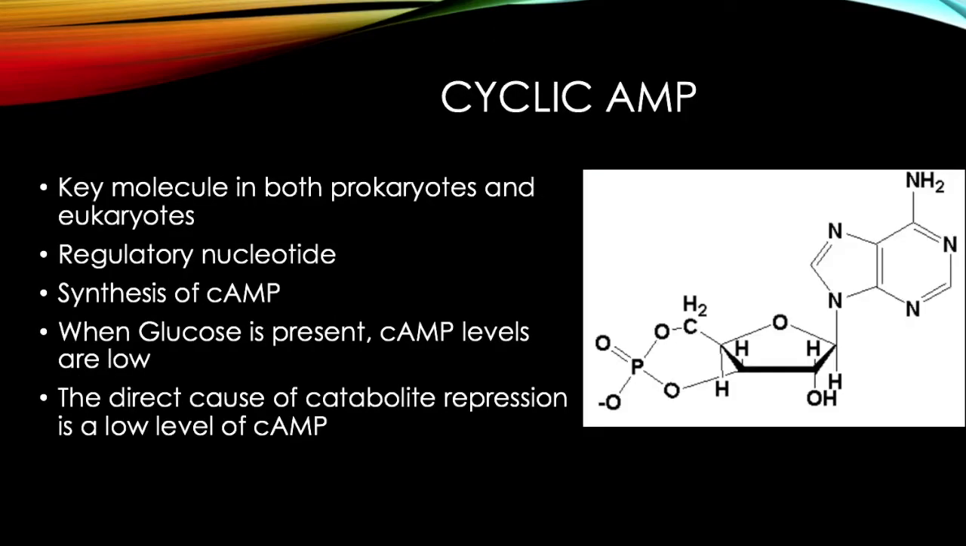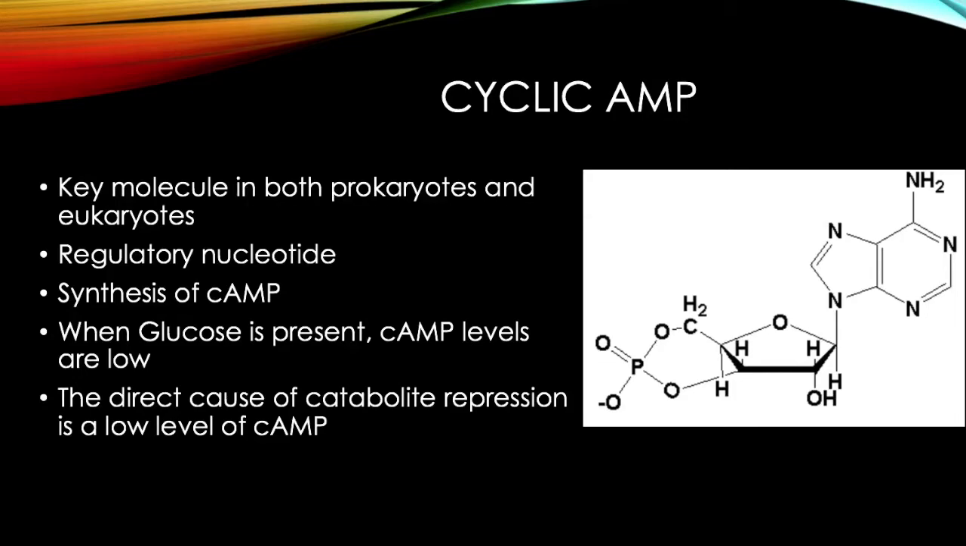Cyclic AMP is a key molecule in many metabolic control systems, both in prokaryotes and eukaryotes. Since it is derived from a nucleic acid precursor, it is a regulatory nucleotide. It is synthesized from ATP by an enzyme called adenylate cyclase.